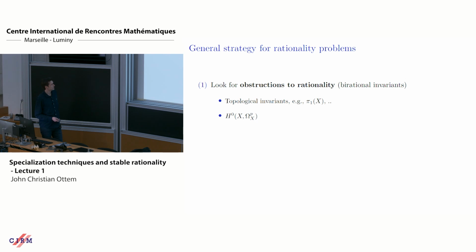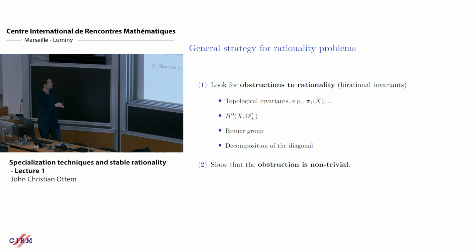Another basic invariant is just the space of global p-forms. This is also way too naive to be interesting in this context. The Brauer group is much more interesting, so this is something that will show up in these lectures. And then towards the end of this lecture, we'll encounter the decomposition of the diagonal technique, which is a more recent technique, which allows us to prove that varieties are irrational.